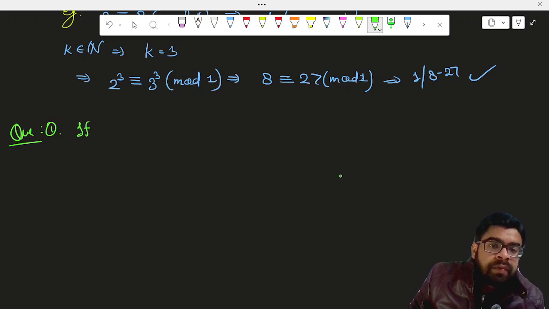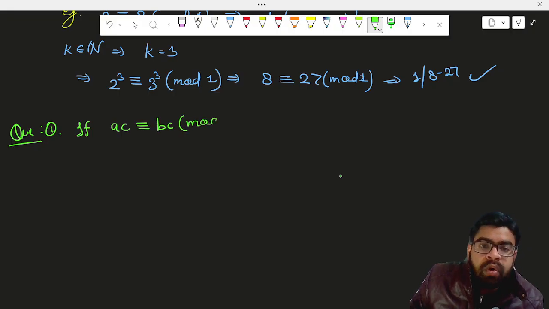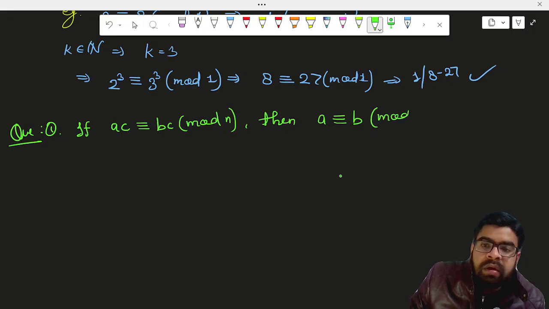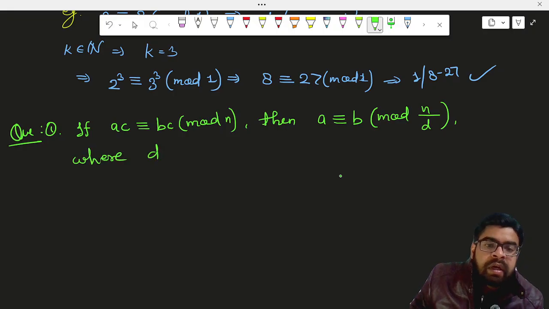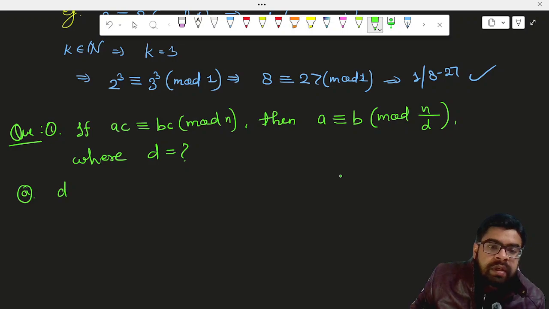If AC is congruent to BC mod n, then A is congruent to B modulo n divided by D, where D is equal to what? The first option is that D is nothing but the GCD of A comma B.